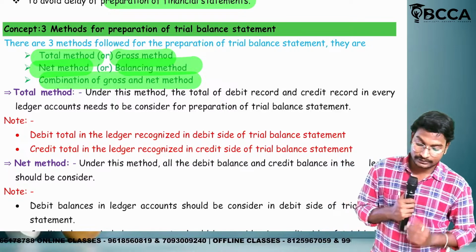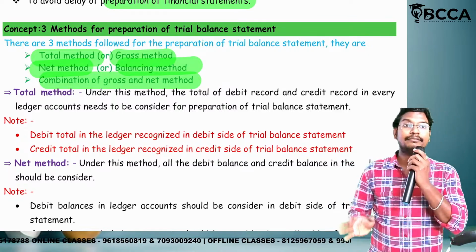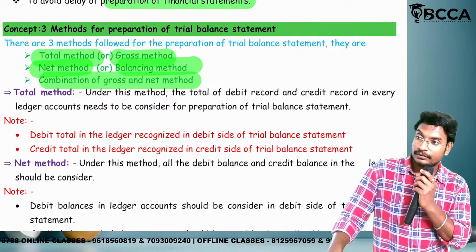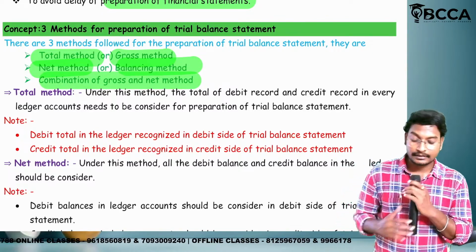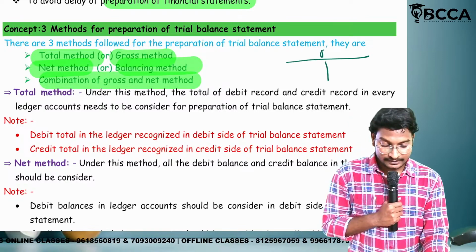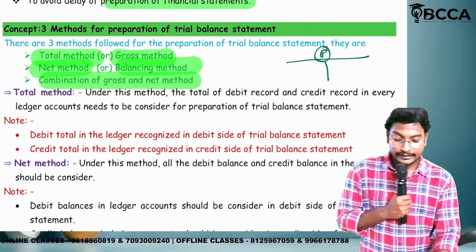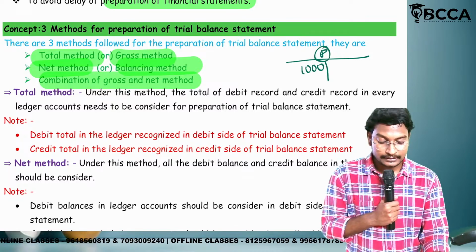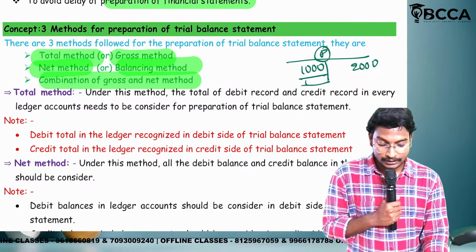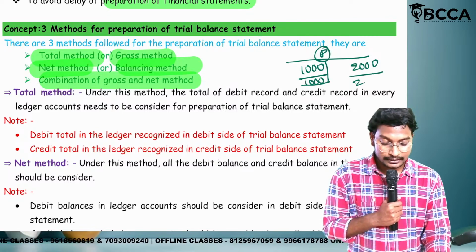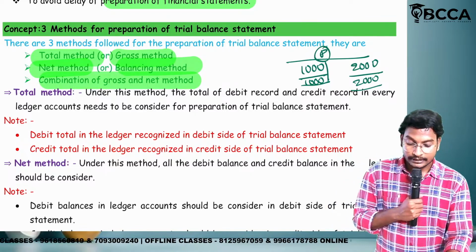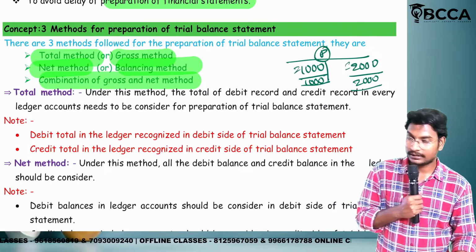So what is this, sir? Total method means we just do the totals. We are not going to balance it. For example, if you take a particular account, purchases, on the debit side we have the amount of 1,000 rupees. On the credit side we have the amount of 2,000 rupees. We just record the totals, that's all. Debit side how much? 1,000. And credit side how much? 2,000. Like that we are recording.